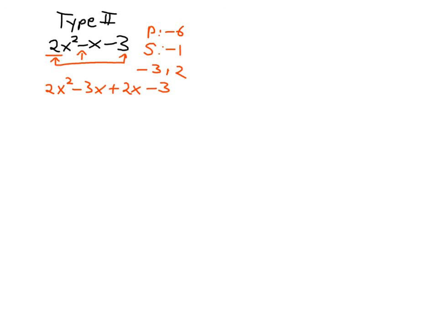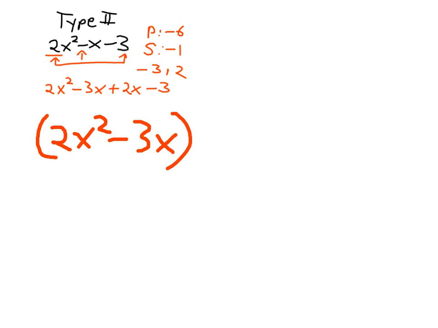Then we're grouping, so we simply put brackets around the first two terms, and we put brackets around the last two terms. There's always a plus in the middle. If you have a negative, then it would be plus bracket, and the negative would be with a 2x. Then we're factoring a greatest common factor out of each bracket.